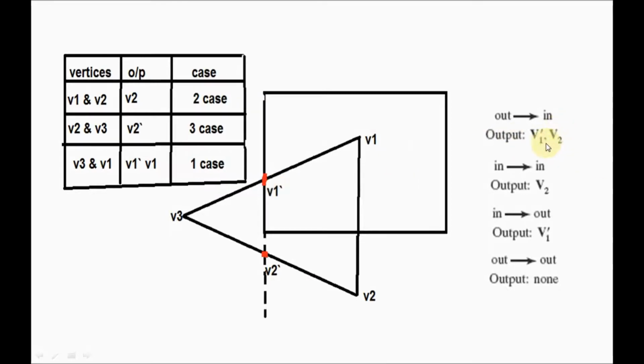But what is the output? Intersection point and the second vertex. Here the intersection point is v1 dash and the vertex is v1. So what is my output here? v1 dash and v1. Getting, guys? So that is the first case, and these are the outputs I got. So what are the vertices I got now? v2, v2 dash, v1 dash, v1. Now I have to consider only v2, v2 dash, v1 dash, v1. If I consider only those vertices, my output will be like this.